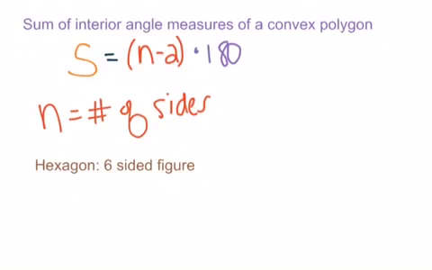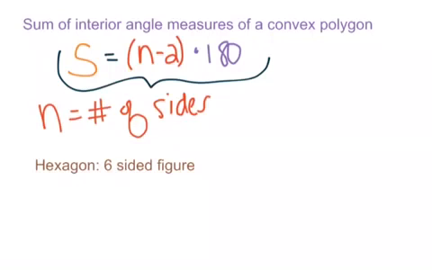All right. Sum of interior angle measures of a convex polygon is going to be S equals, this is your formula right here, S equals n minus 2 times 180. N is going to be the number of sides of your polygon. S is what you're solving for.